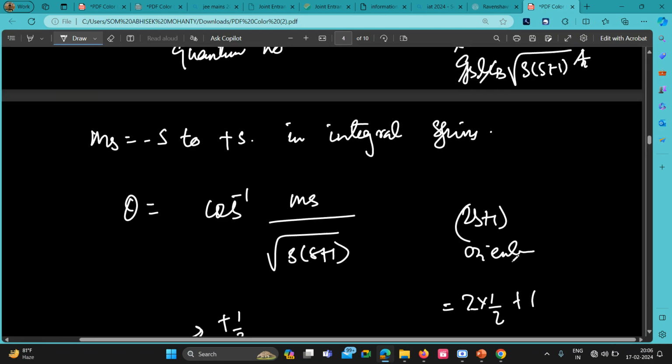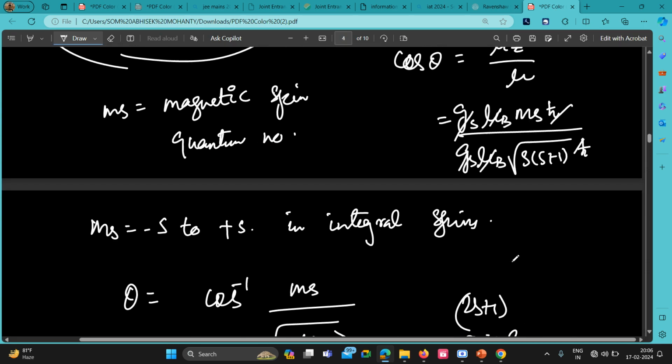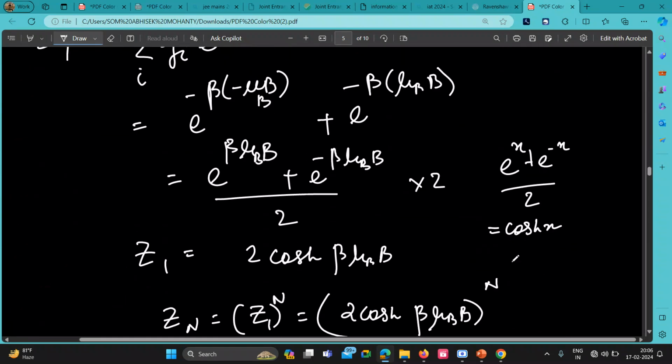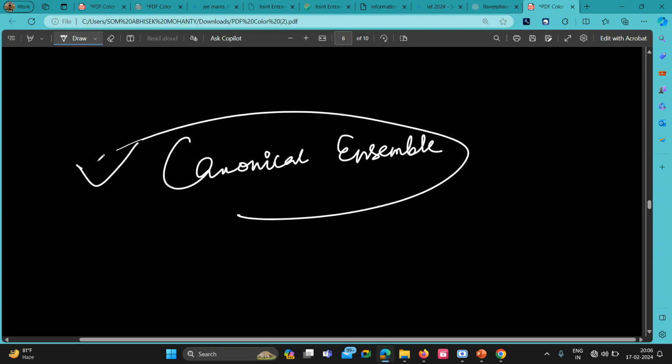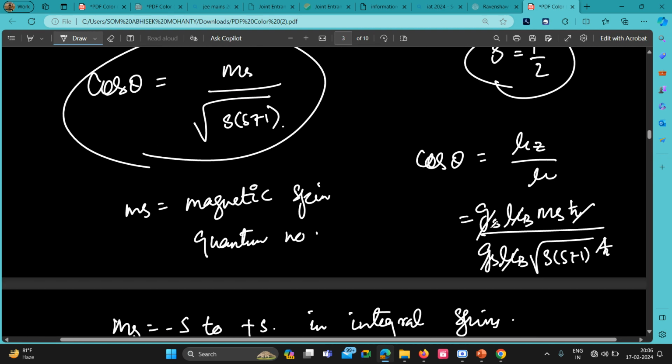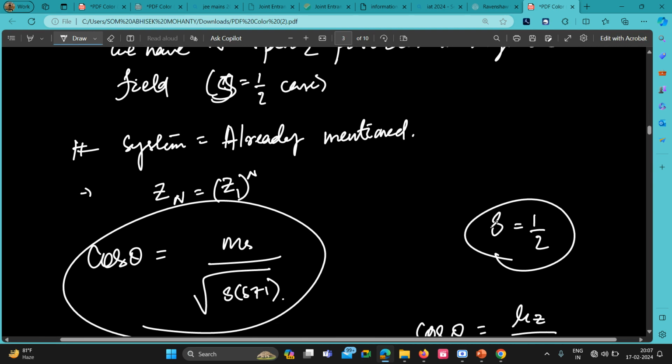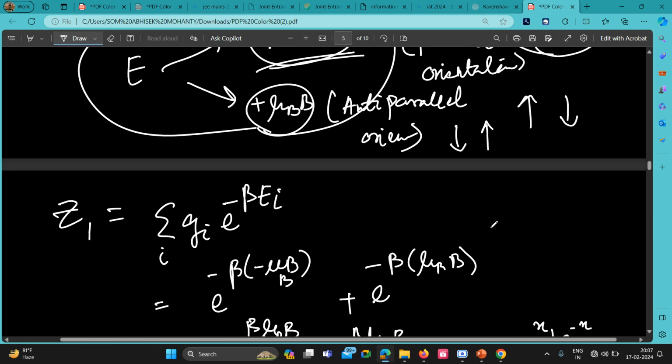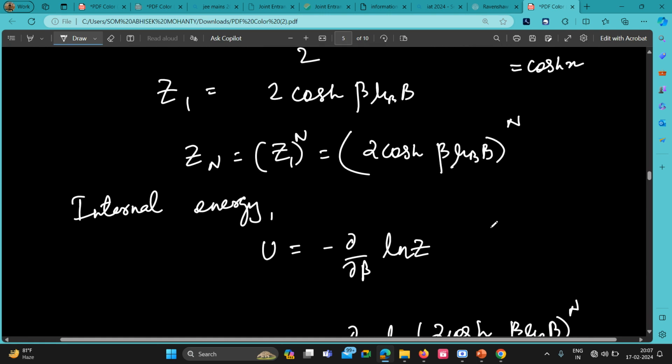This was a short session because now your canonical ensemble is finished. This is the most important topic in any entrance exam. Canonical ensemble is over. We did everything numerical type. These questions are actually numerical based, isn't it? I taught you through theory, but these are numericals only. And I hope you learned something in these sessions.